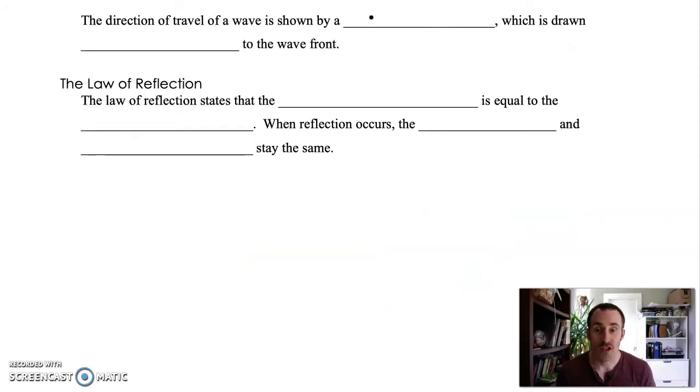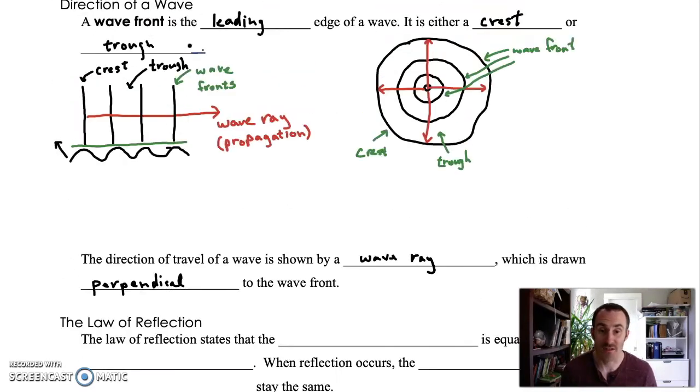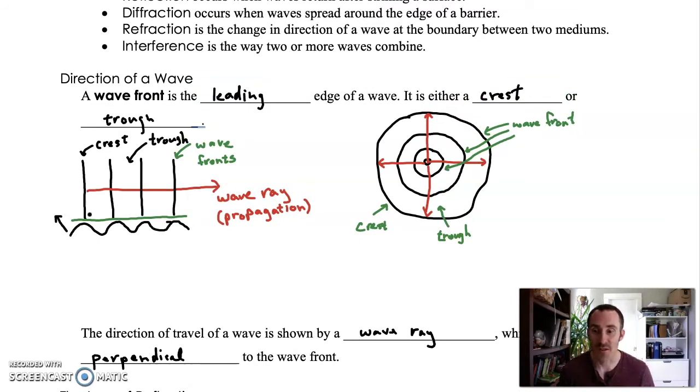We also said the direction of travel is shown by a wave ray. And the wave ray is drawn perpendicular to the wave front. It always happens that way. Waves always travel perpendicular to their width. Now that maybe doesn't make sense if you're just thinking of that sentence, but if you think of this as the width of the waves, they are always going to be traveling this way, perpendicular to the wave fronts. Same thing over here. The waves are traveling this way. That's perpendicular to the wave front.